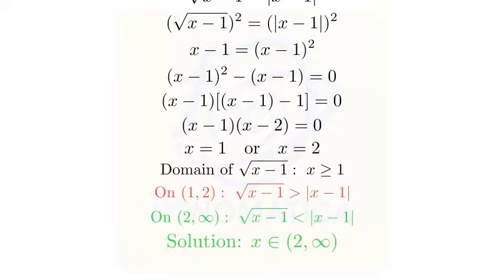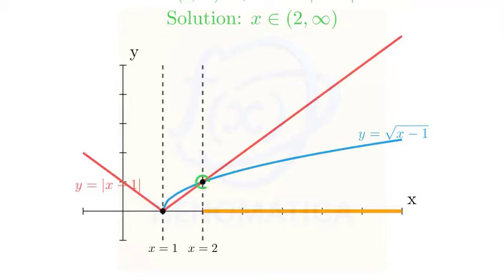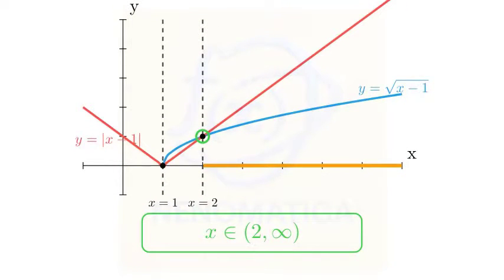For x larger than 2, the blue curve sits below the red curve, so the inequality is true. At x equal to 2, the two sides are equal, and for x between 1 and 2, the square root is above the absolute value. Therefore, the solution is all x strictly greater than 2. On the graph, the highlighted orange ray along the x-axis marks the solution set x bigger than 2. That is our final answer.